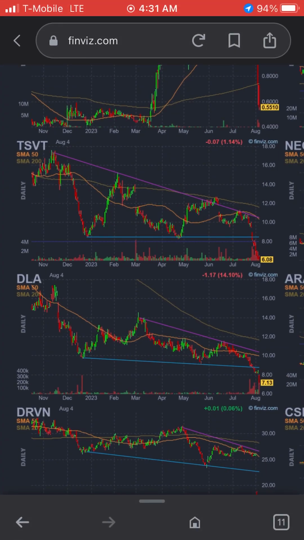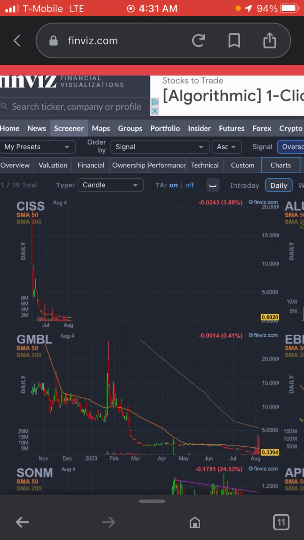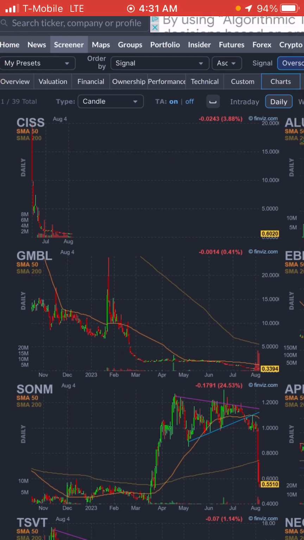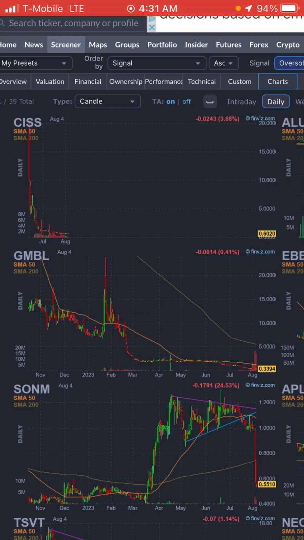So anyway, that's how you can use this website to find specific stocks that are overbought and oversold. There are other uses for this site, and I'll probably go over them in the next couple of days.